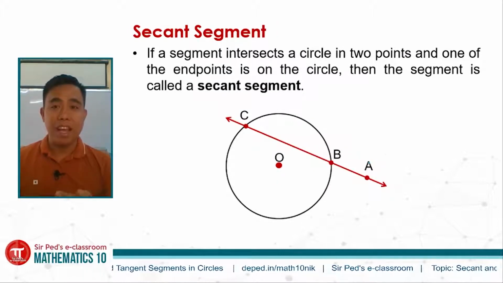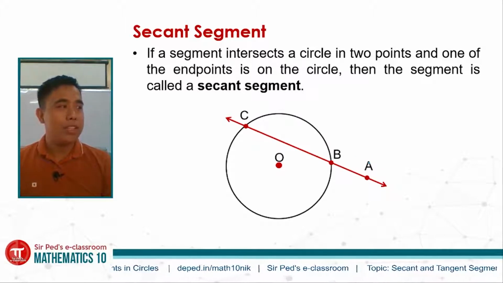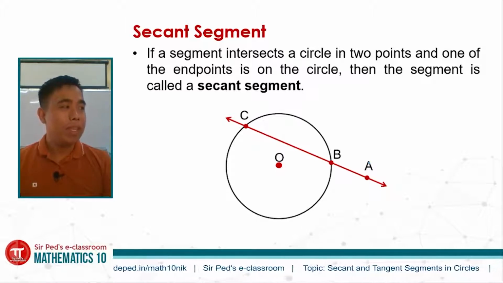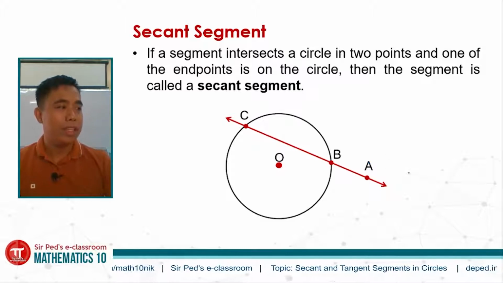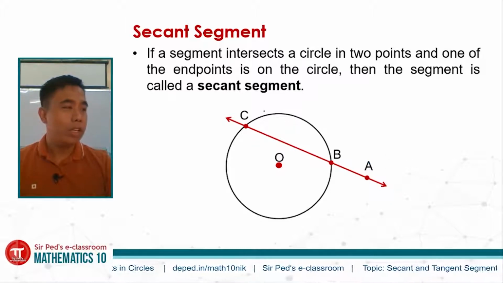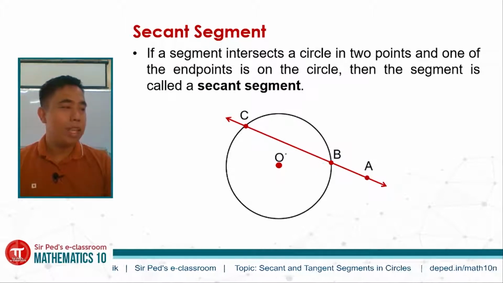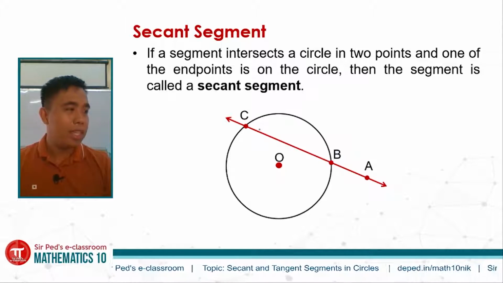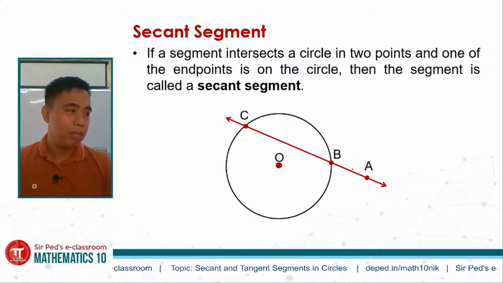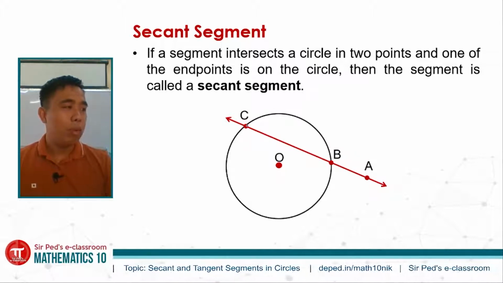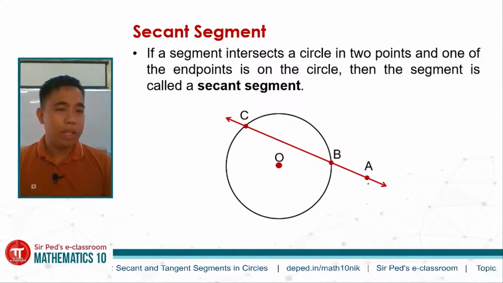Now, let us define secant segment. If a segment intersects a circle in 2 points and one of the endpoints is on the circle, then the segment is called a secant segment. In the figure, line CA intersects circle O at points C and B. Segment CA is a secant segment whose endpoints are point C and point A.